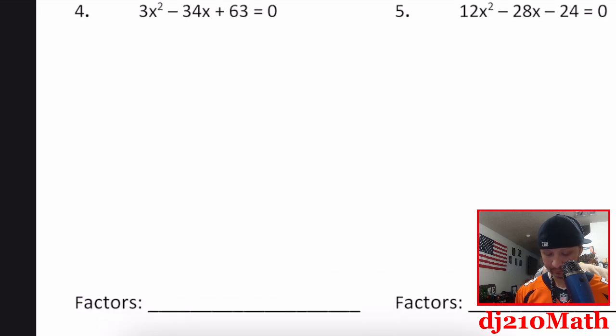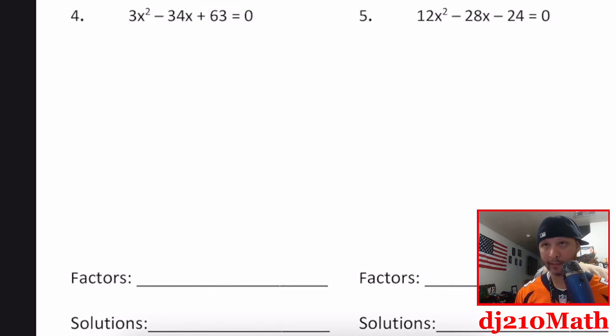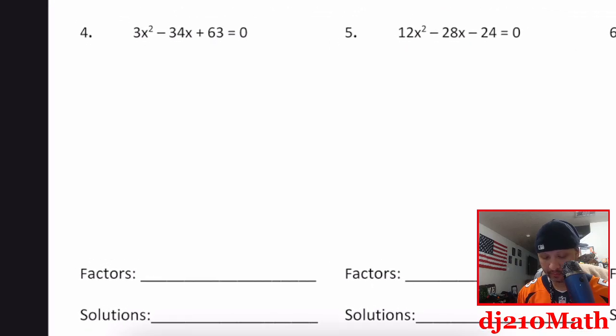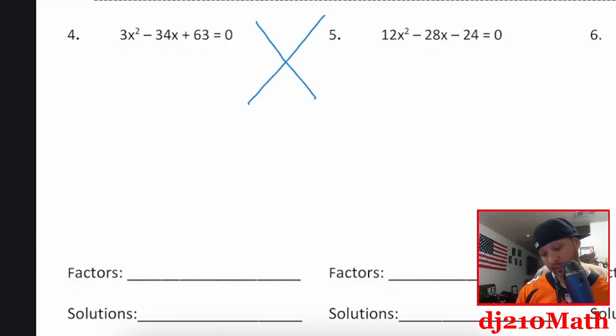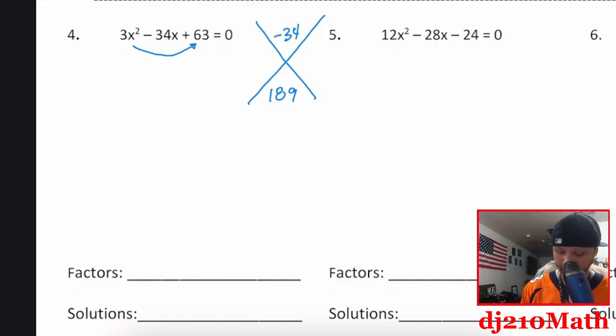Okay, number 4. Again, GCF every time. 34 is messing this up, right? Because I can't take a 3 out of 34. So right away, no GCF. All right, this is quite unfortunate because the numbers are going to get huge. 3 times 63. 3 times 3 is 9. 3 times 6 is 18. 189. We need a calculator for sure. Negative 34.